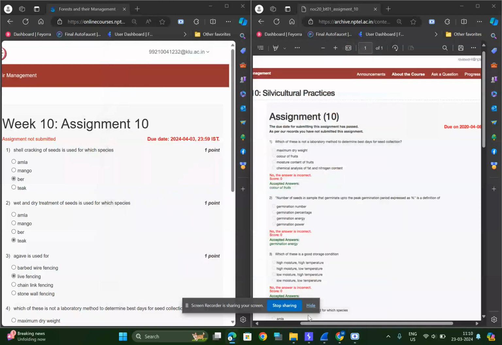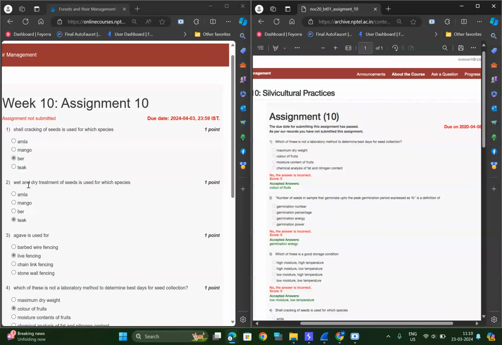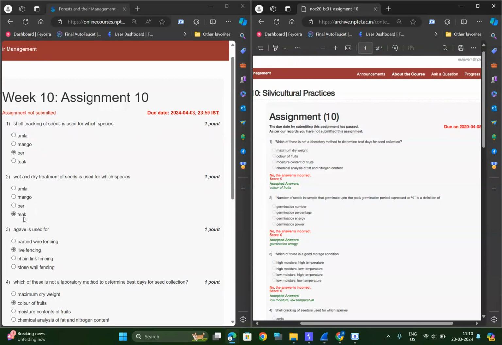Hello guys, today we will be providing the solution for week 10 of Forests and Their Management. The first question is shale cracking. For this one, the option should be C, bear, and for the second question, the option should be D, tick.